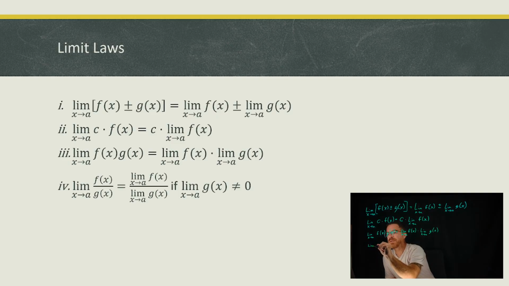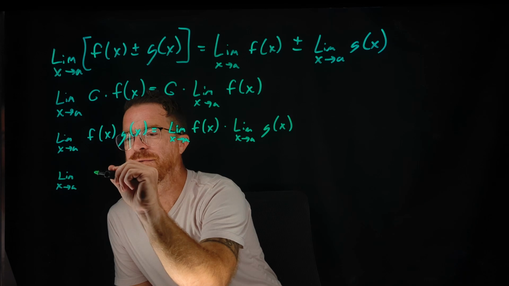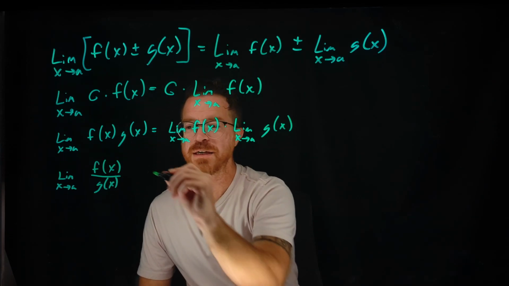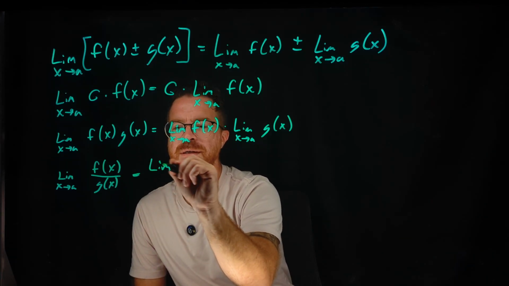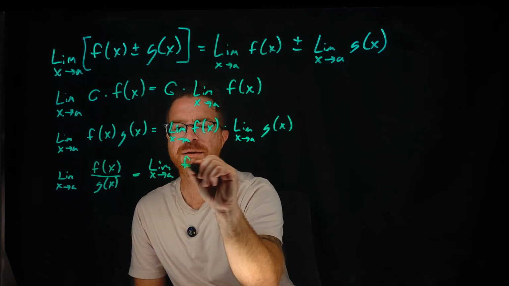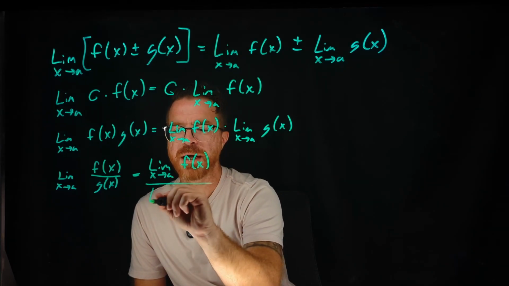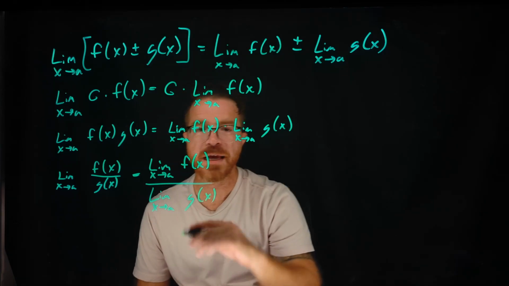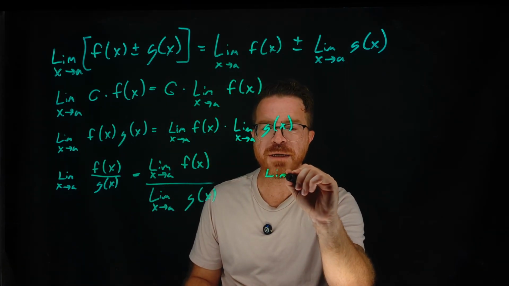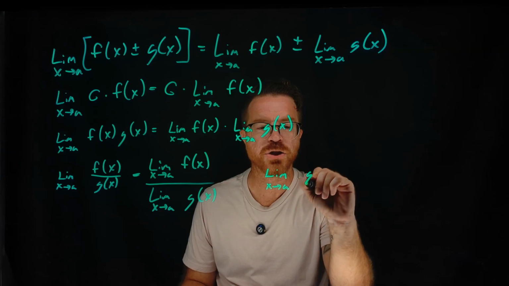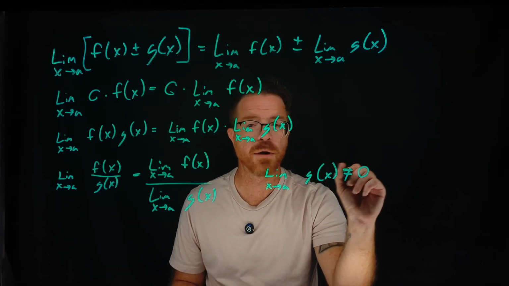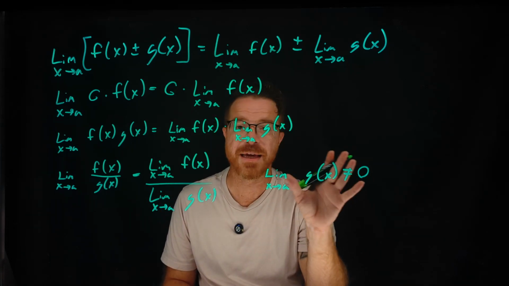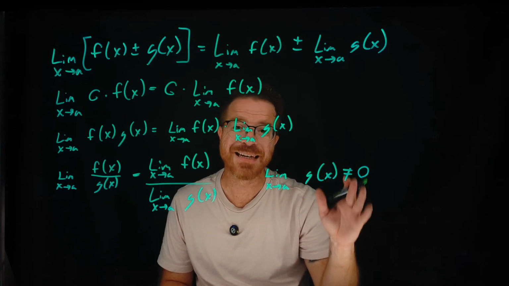If we have the limit as x approaches a of our function f of x divided by the function g of x, this is equivalent to the limit as x approaches a of f of x divided by the limit as x approaches a of g of x. Now, this is specifically if the limit as x approaches a of g of x does not equal 0, because in that case we would have a 0 in the denominator of our fraction. So this implies that the limit as x approaches a of g of x cannot be equal to 0.